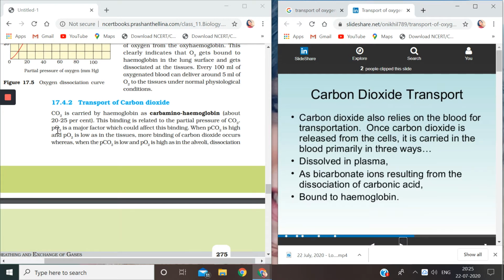Partial pressure of oxygen is a major factor which could affect the binding. When partial pressure of carbon dioxide is high and partial pressure of oxygen is low, as in tissues, where will you find this condition? Where PCO2 is high and PO2 is low. Yes, we will find this condition in tissues.